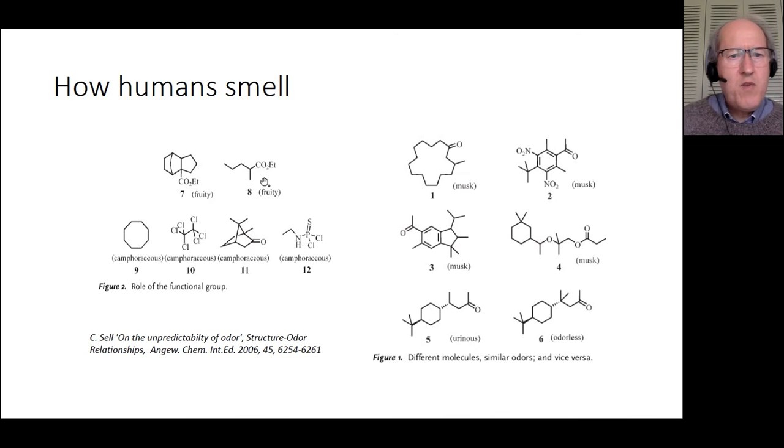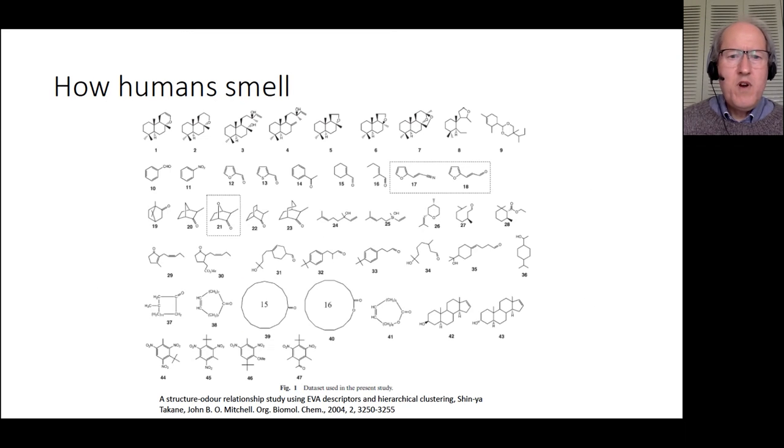But the point is, even with these very simple diagrams, you can see they have really very different shapes, and it's not obvious how they would have the same smell if you were just going to look at the shapes. So this is a good question, and how is this possible? We'll just leave that hanging as a question for the moment, and we'll take a look at another piece of work.